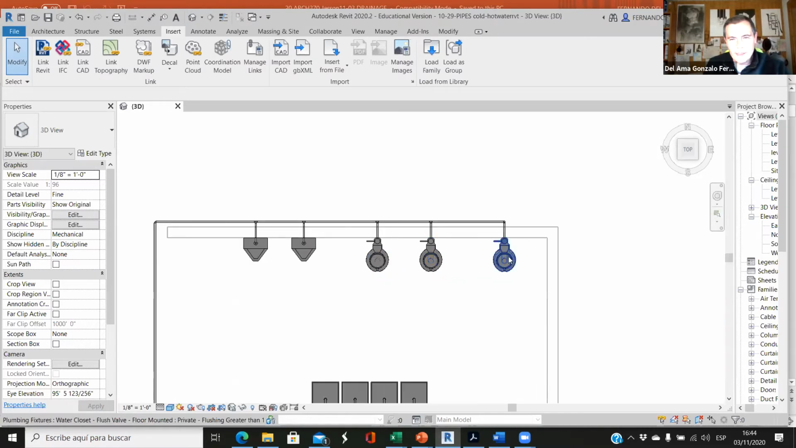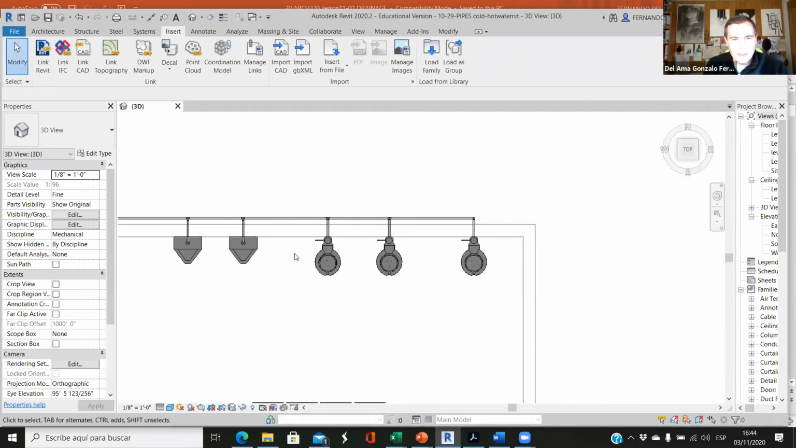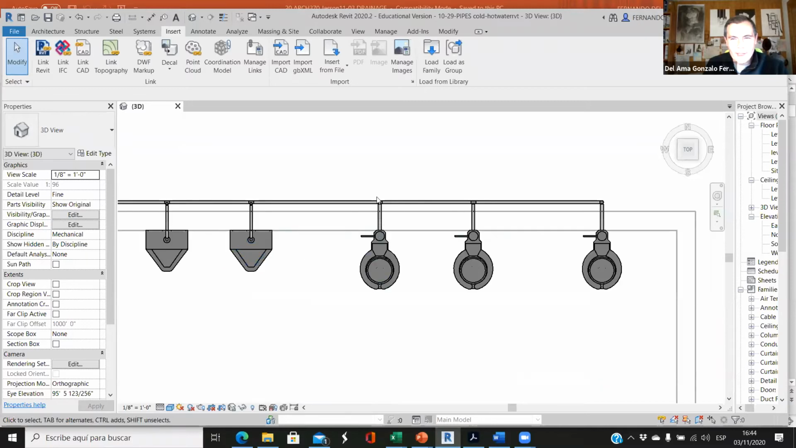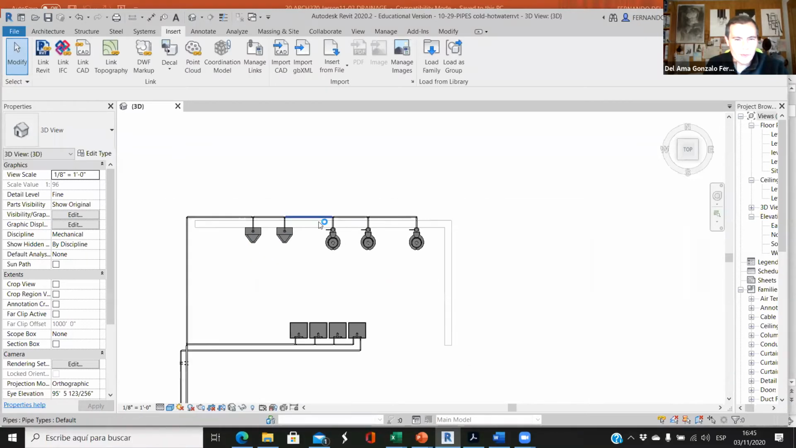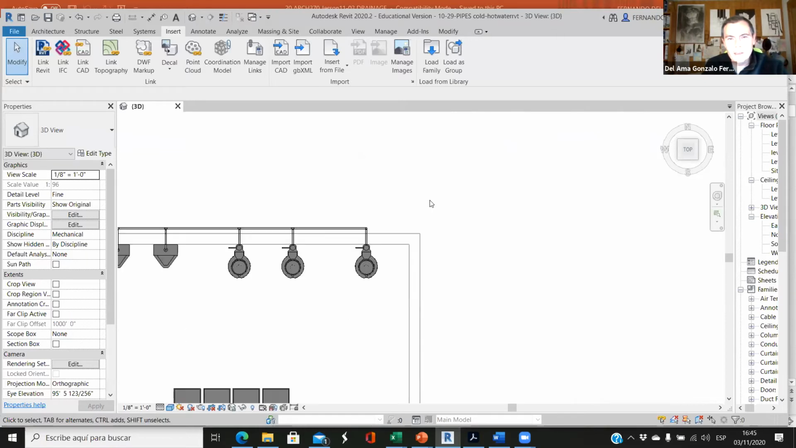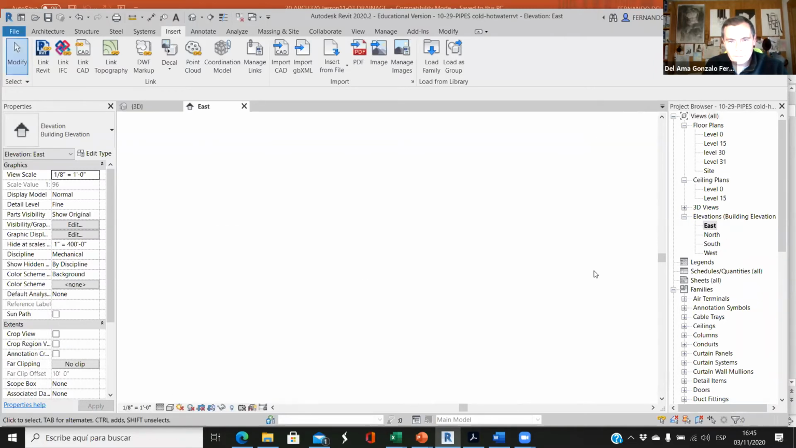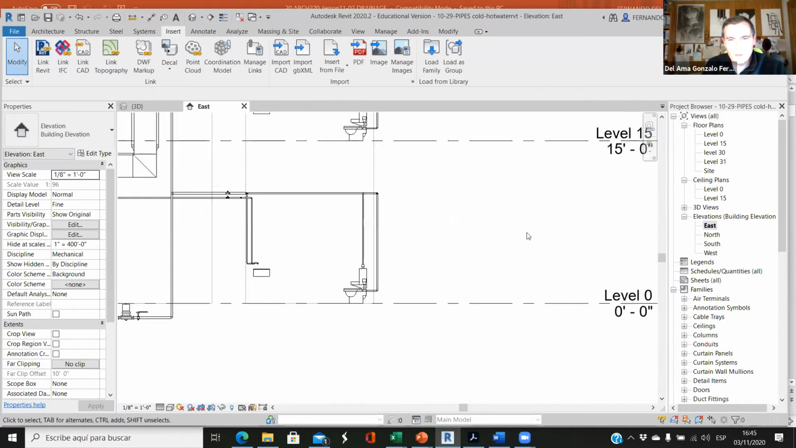So those are the toilets. We assume that the toilet includes a trap here, and those are the urinals. I don't think the urinals will include a trap, so we will design a trap for the urinals, and we will design a trap for the sinks as well. Okay, so let's do it. I think if we open this from the east elevation, okay, there you go.